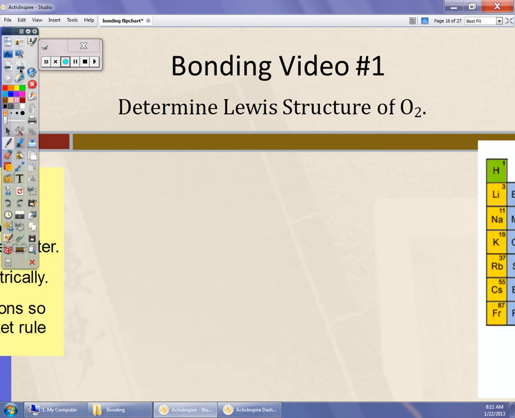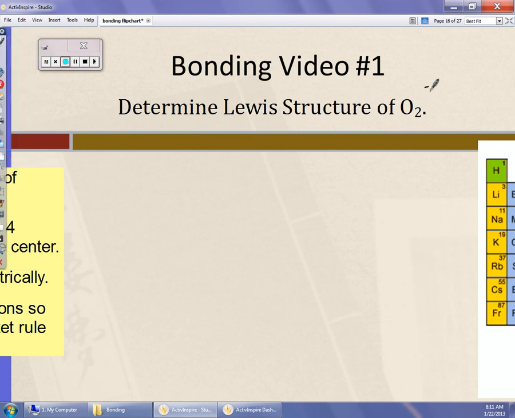Okay, next one. Here we have 2 oxygens. Each oxygen has 6 electrons, so we have 12 valence electrons. The oxygen is going to be bonded with the oxygen. We've used up 2 electrons total, so we have 10 more valence electrons to go. So 1, 2, 3, 4, 5, 6, 7, 8, 9, 10. We've used up our 12 valence electrons.